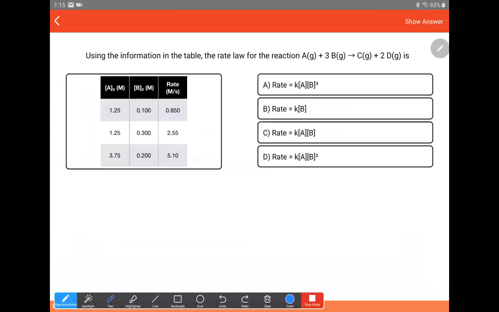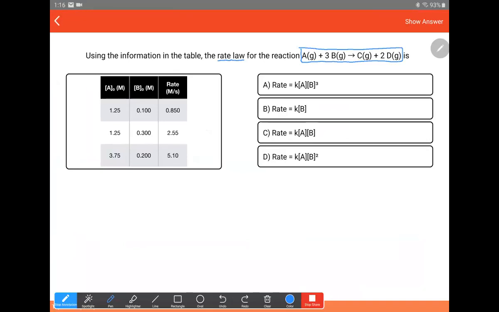Okay, in this question, we're looking for the rate law. We have our chemical equation here, but coefficients don't tell us anything about the rate law. We have to use experimental data, which is why we were given this table here. So we're going to use the experimental table.